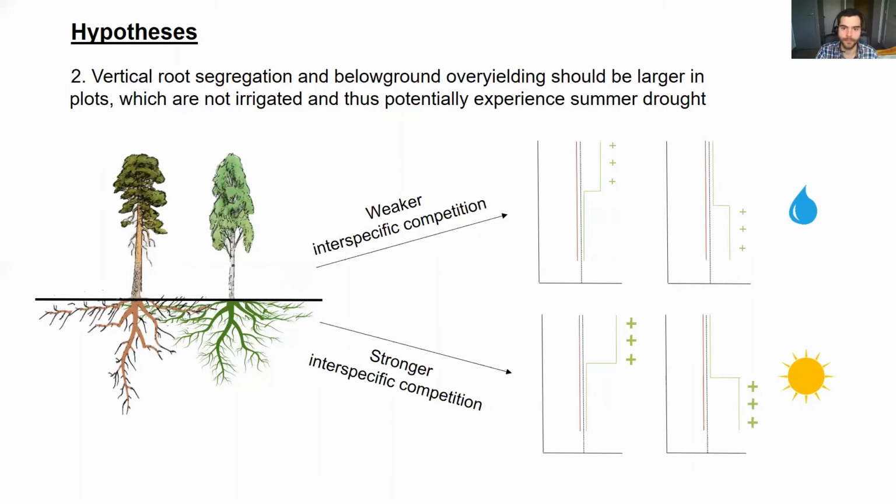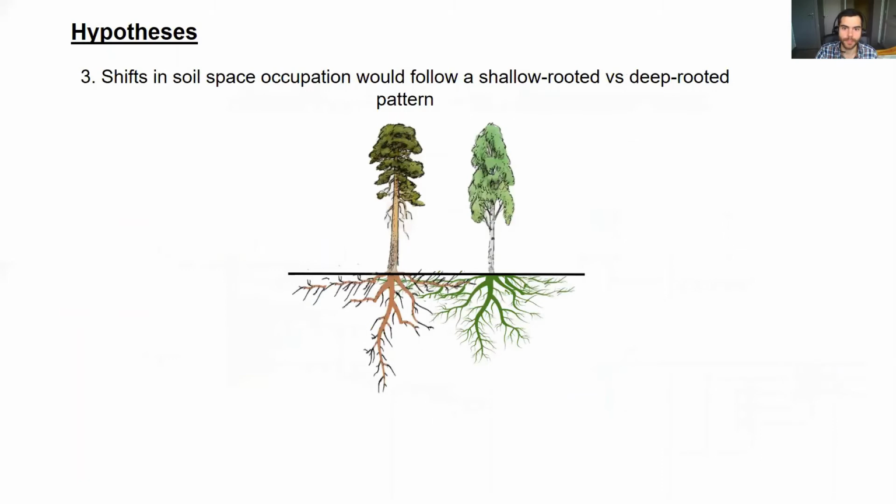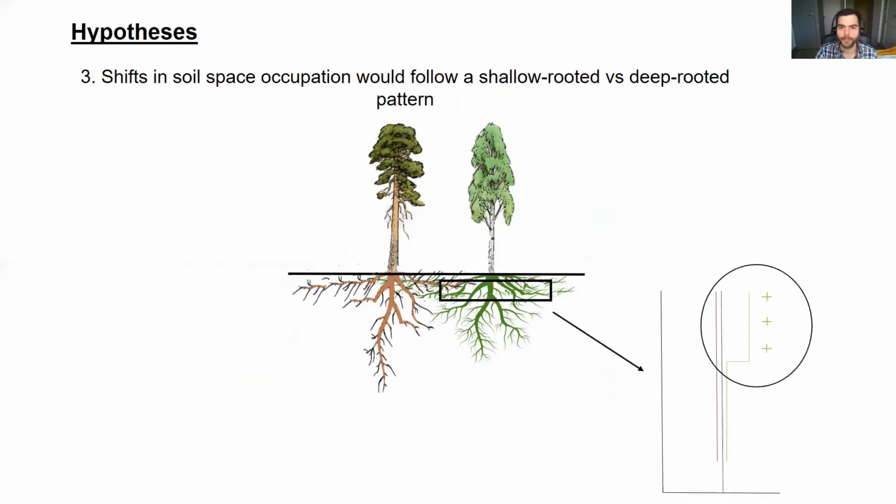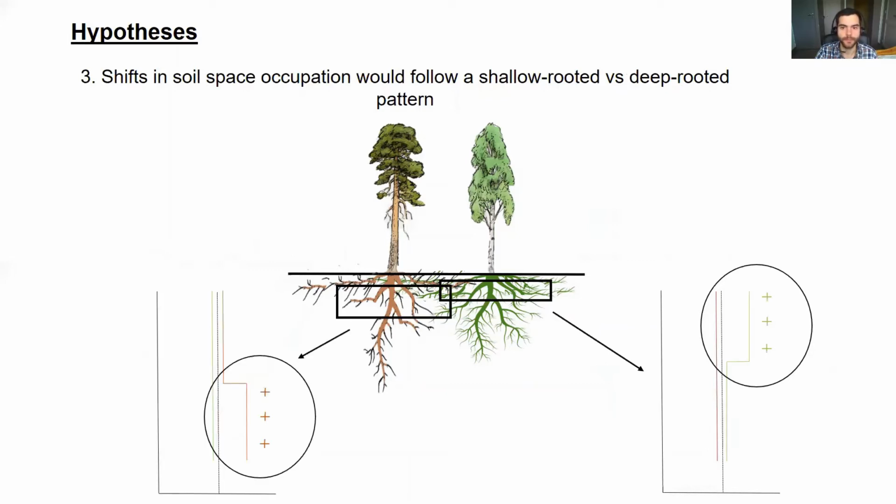In the case that the competition is strong, the less competitive species may respond with a shift towards less occupied niches. For our third hypothesis, we hypothesized that shifts in soil space occupation would follow a shallow-rooted versus deep-rooted pattern. We expected that birch would grow better in topsoil layers, while pine would grow better in deeper soil layers. This is because the fine roots of birch are much finer in diameter than pine, and should be able to explore and exploit favorable growth conditions, such as the ones that exist in topsoil layers, more rapidly. Alternatively, because pine roots are thicker and have a more conservative growth strategy, they might be able to grow better into less favorable soil layers, such as dense soil layers.